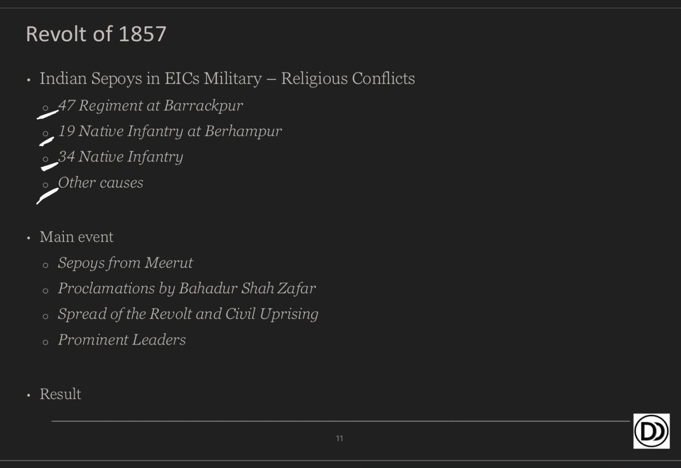So one day, a group of sepoys killed many European officers who were their superiors. So the sepoys killed seniors, and the next day they, with their group, marched towards Delhi to Red Fort.